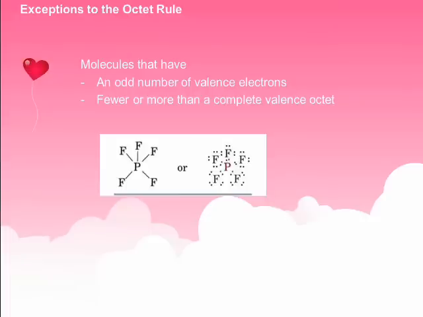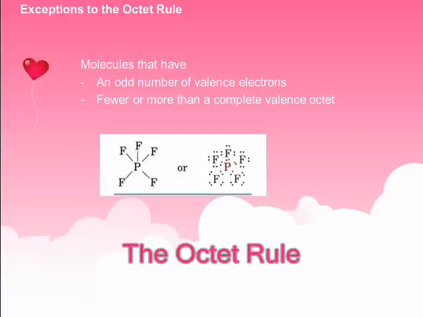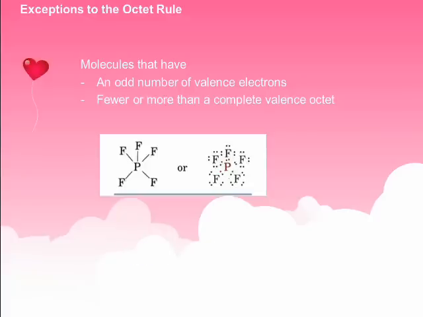There are exceptions to the octet rule, and that's when molecules have an odd number of valence electrons, like 7, or they could have fewer or more than a complete valence octet. So for instance, if we look at phosphorus pentafluoride, look at the number of electrons that phosphorus has. 1, 2, 3, 4, 5, 6, 7, 8, 9, 10. Phosphorus would be using 3s, 3p, but available to it would be a 3d orbital. So there are exceptions to the octet rule.